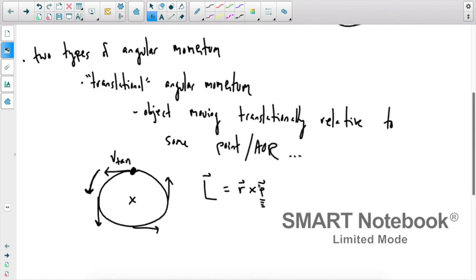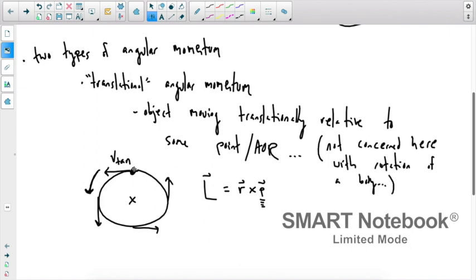So we use this perspective when we're worried about an object or a point particle that's moving, but we're not worried about its pure rotation yet. We may just be worried about what a single point on that object is doing, or what a point in space is doing, how it's moving translationally.